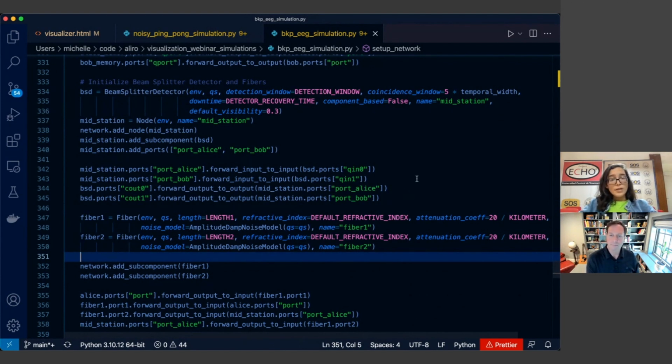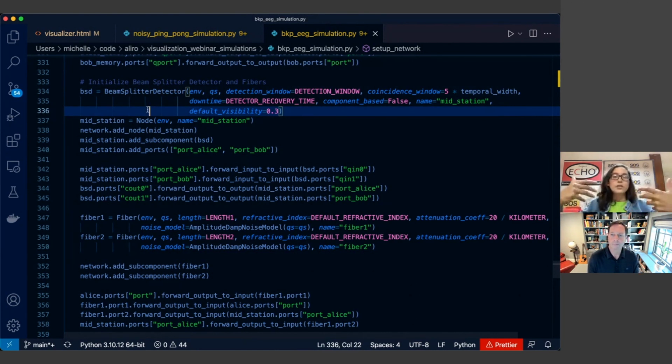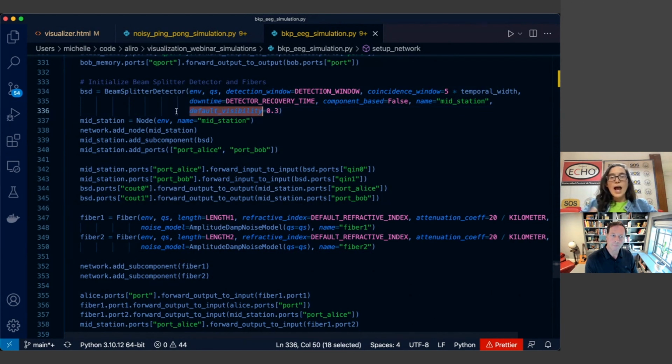And then finally, up here, we have our beam splitter detector that sits in our mid-station node. This beam splitter detector is going to be simulating photon distinguishability. The way we do this is by using this visibility parameter in the beam splitter detector that essentially tells us how indistinguishable our photons are. In other words, this is the probability that the two photons that arrive at our beam splitter are similar in frequency, in polarization, and in the time they arrive at the beam splitter.